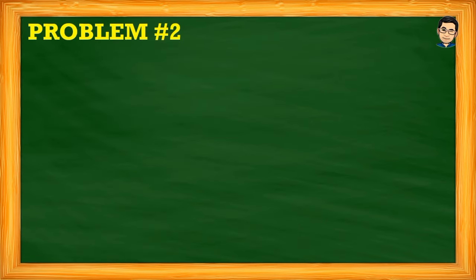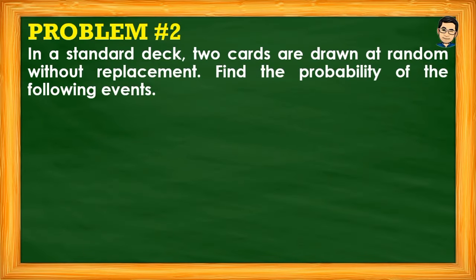So, for problem number 2, in a standard deck, 2 cards are drawn at random without replacement. Find the probability of the following events. So, nababasa natin dyan clearly yung without replacement. Ibig sabihin yan, we are referring to probability of dependent events. Kapag nagbunot na tayo ng card, yung nabunot natin na yon, hindi na natin isasauli pa. Hindi na siya pwedeng bunuton ulit. So, let's have letter A, probability of getting a jack on the first draw and then queen on the second.